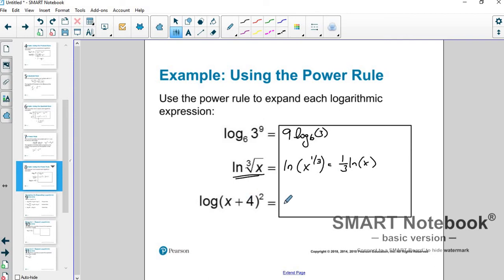And finally, if there's a group here, it doesn't matter if there's a group or not, there's still a 2 up top, and so this is 2 times log of the group x plus 4. The x plus 4 cannot be broken up. There is no sum rule. There's a power rule that gives you 2 added together. There's a quotient rule that gives you 2 subtracted from each other, but there is no log of sum or log of difference. You cannot distribute log.